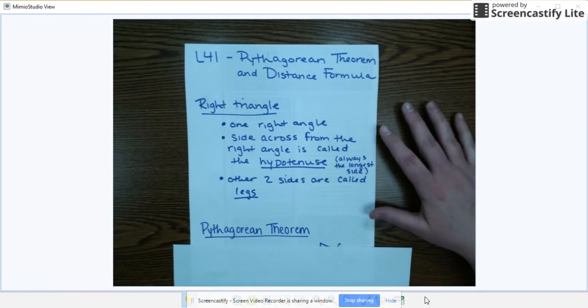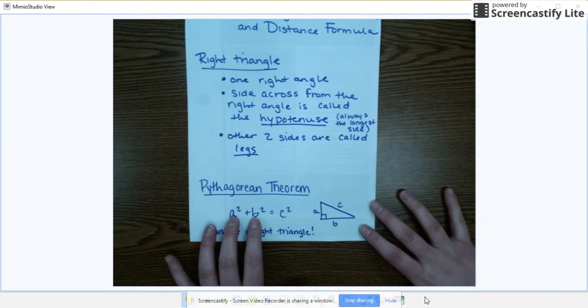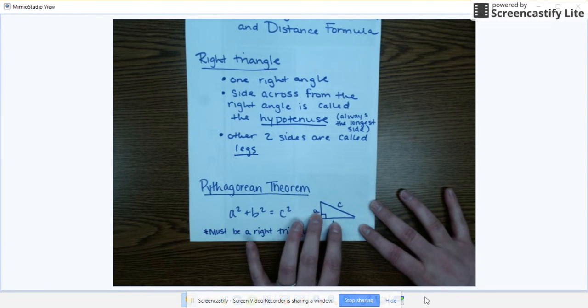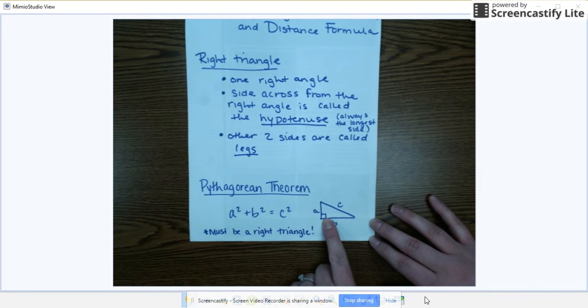Our Pythagorean theorem then is a squared plus b squared equals c squared. So a and b are your two legs. They're always the two shorter sides. C will always be your longest side, or the hypotenuse, directly across from that right angle.